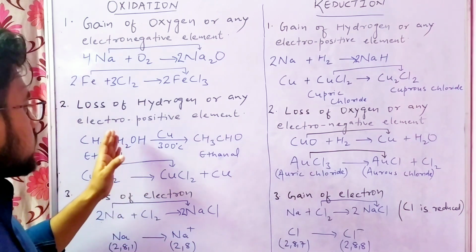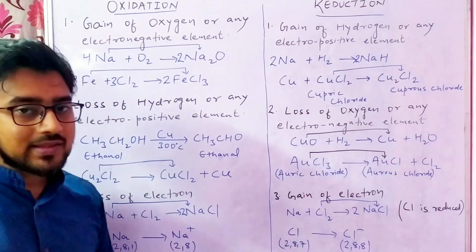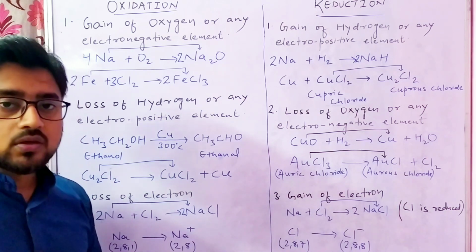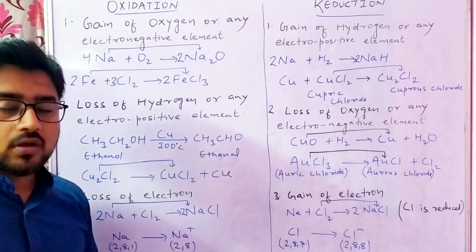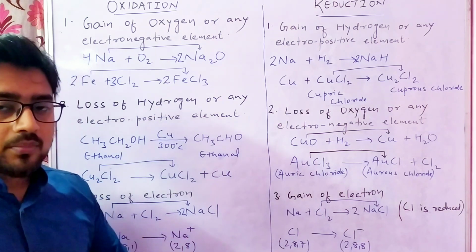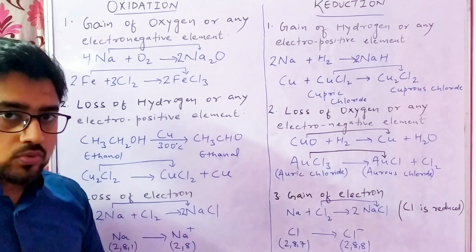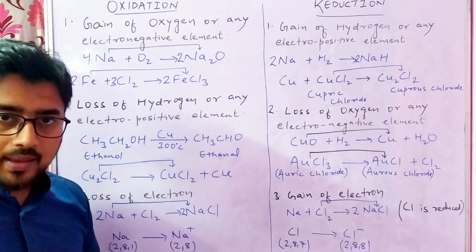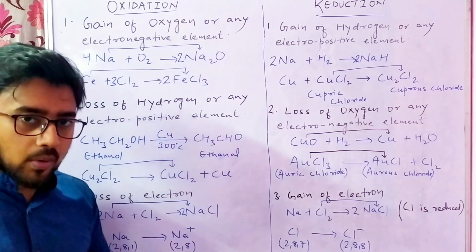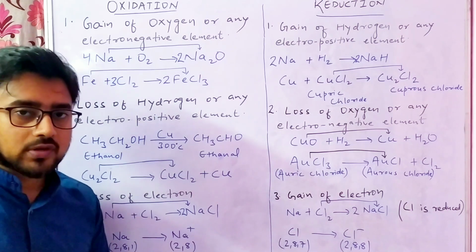Now let's talk about electropositive elements. What is an electropositive element? Those elements which have a tendency to lose electrons are called electropositive. Like group 1 elements: lithium, sodium, potassium, rubidium, cesium. Group 2 elements: beryllium, magnesium, calcium, strontium, barium, radium. These are electropositive because they have a tendency to lose electrons.